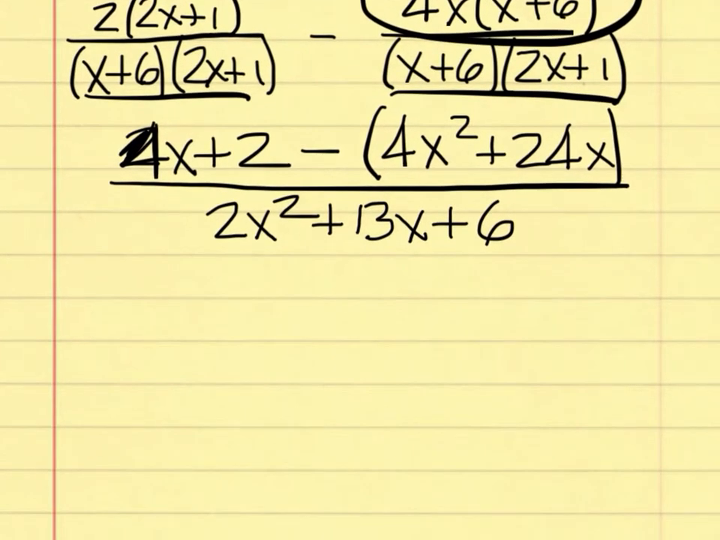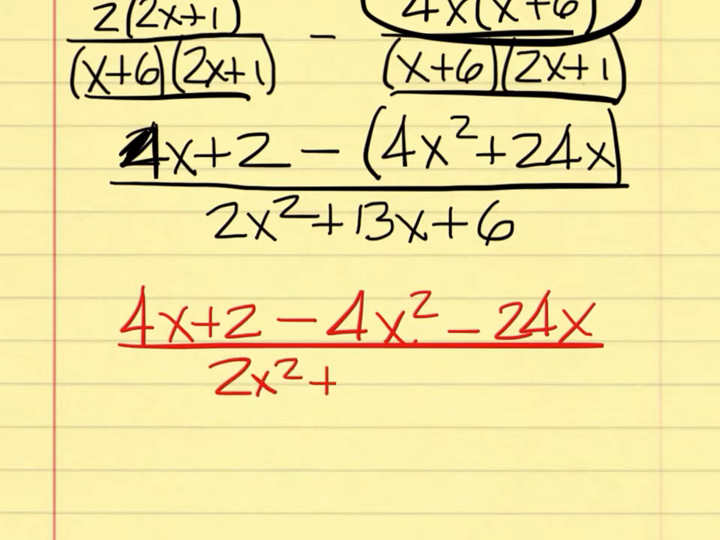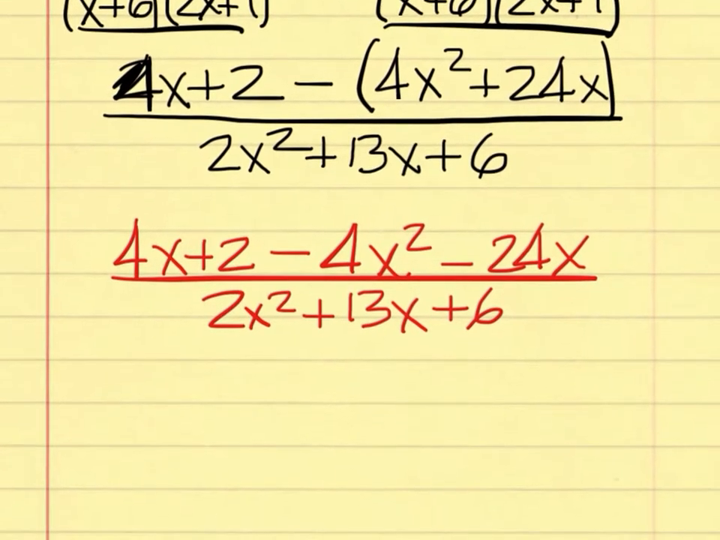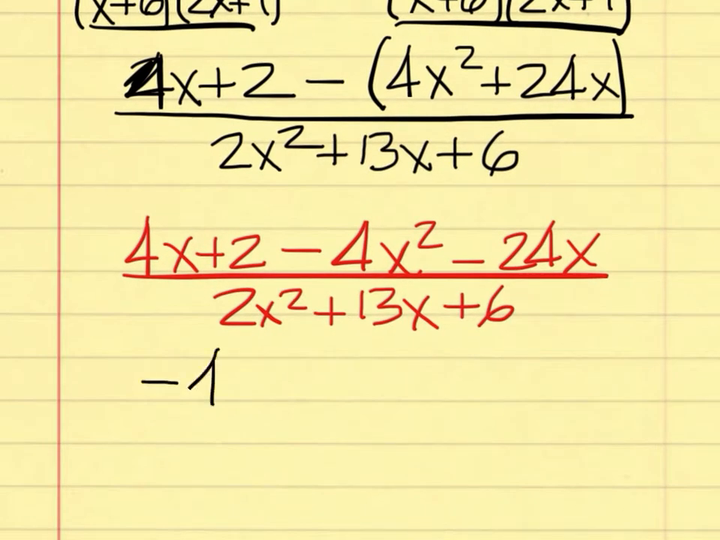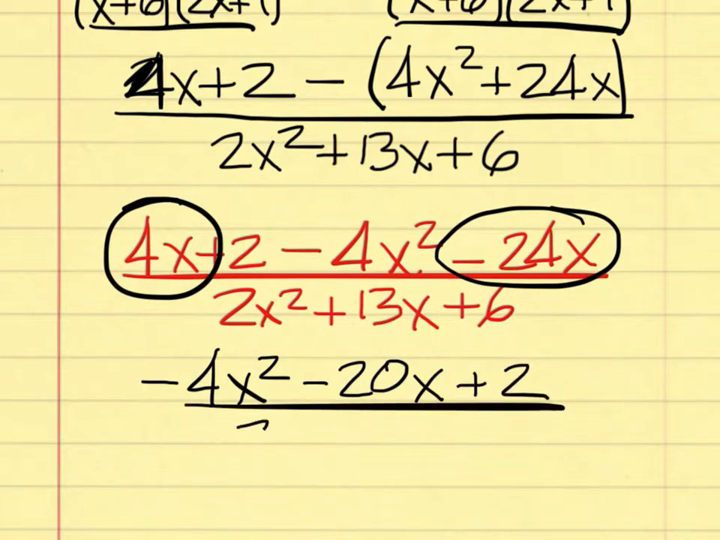On the top, I should have 4x plus 2 minus 4x squared minus 24x. And the denominator is 2x squared plus 13x plus 6. Simplify the top to come up with a minus 4x squared, and then 4x minus 24x is a negative 20x. Don't do anything like writing plus 28x. That would be awful. And then you'll have plus 2 at the end. So your denominator is the same.